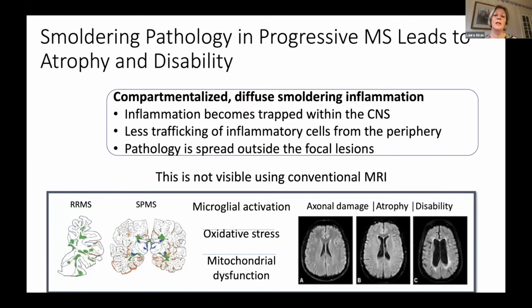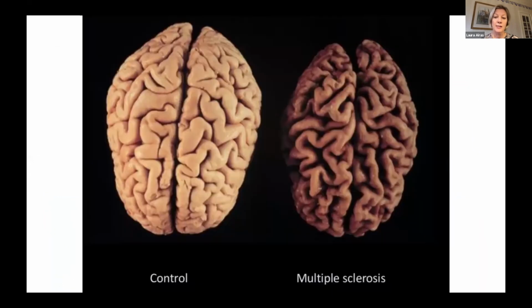But instead, the inflammation becomes trapped within the central nervous system behind the blood-brain barrier. So the pathology is spread also outside the focal lesions, and there is more microglial activation and more oxidative stress and mitochondrial dysfunction. And all of this contributes to axonal damage, which then leads to brain atrophy and disability. And this is really the end result that we would like to avoid. In some cases, we just see this very severe brain atrophy, luckily not in all.